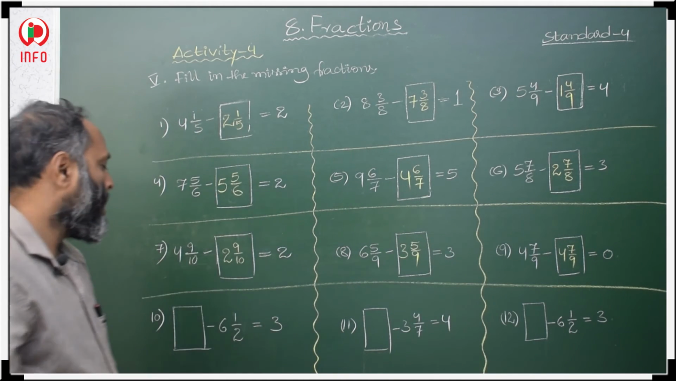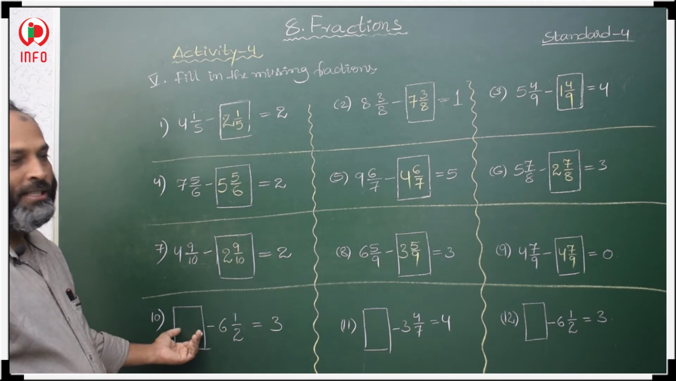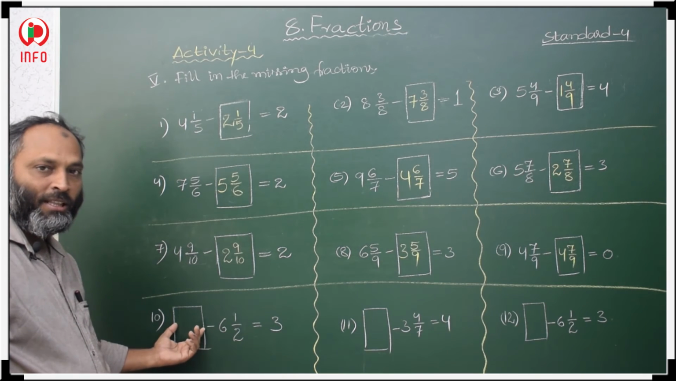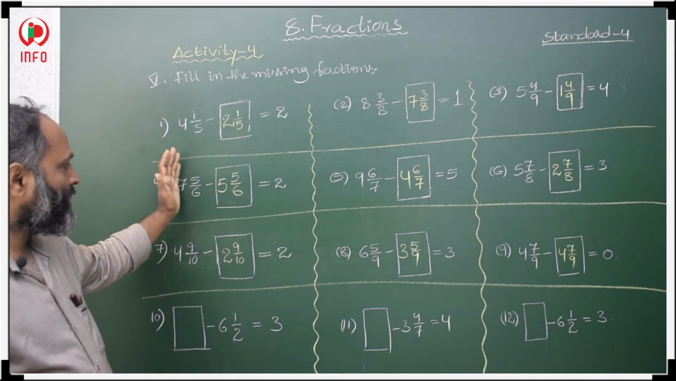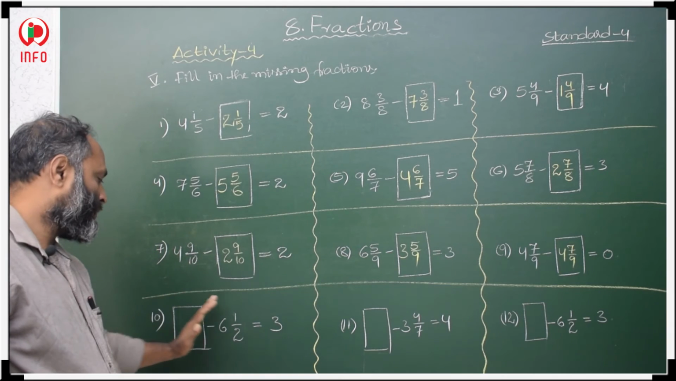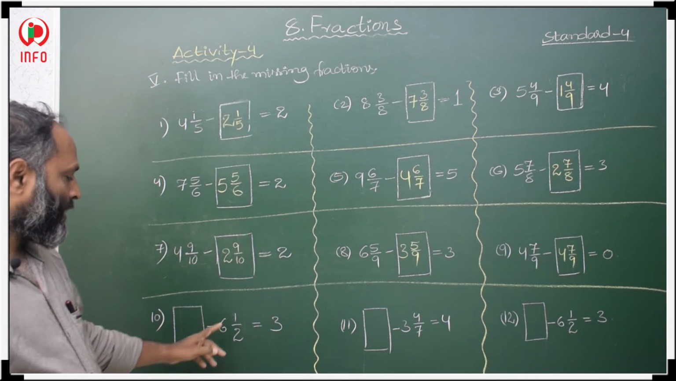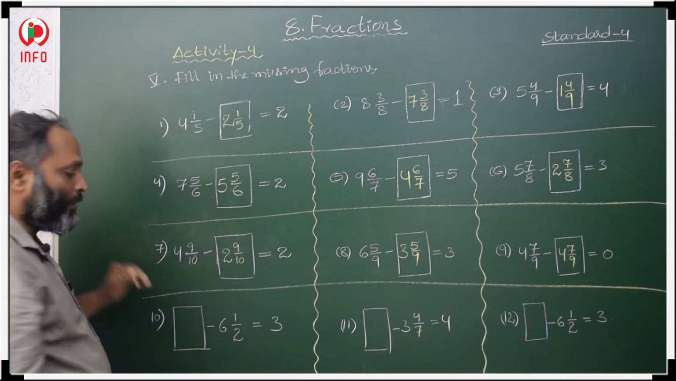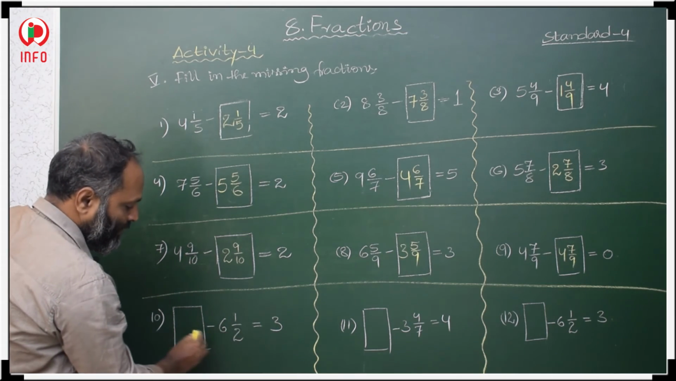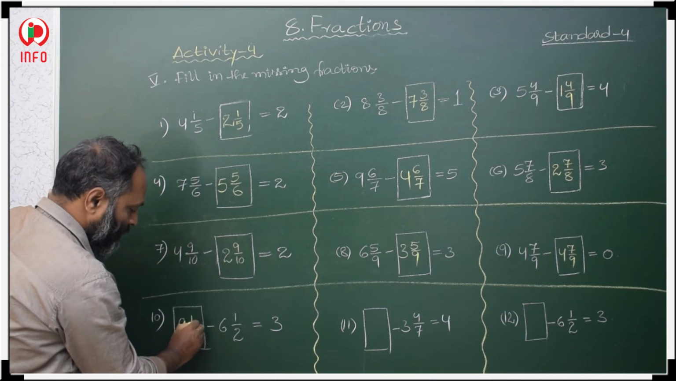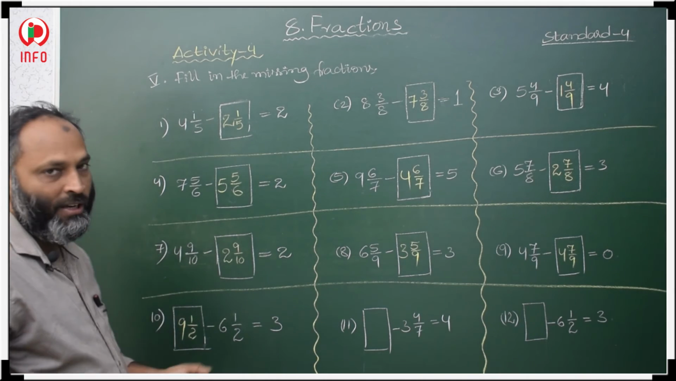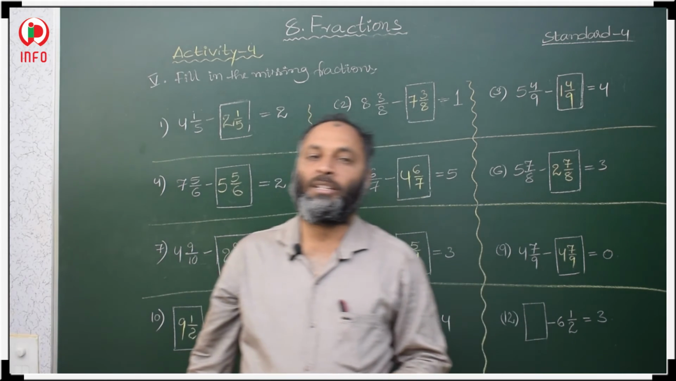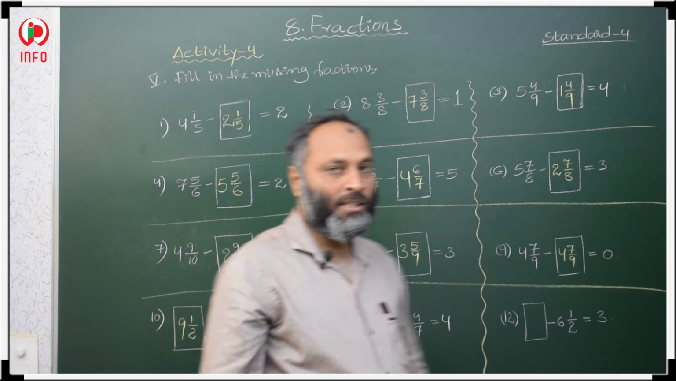Now here the first fraction is missing, the second fraction is given. So when the second fraction is given and the first fraction is missing, what to do? Here the second fraction is given, and the answer is given. If the second fraction and the answer are given, we have to add. We have to add whole parts first. 6 plus 3, 9. 9 we have to write. 9 1 by 2. When he asks for the first fraction, we have to add the second fraction whole part and the answer whole part. So that we have to write.